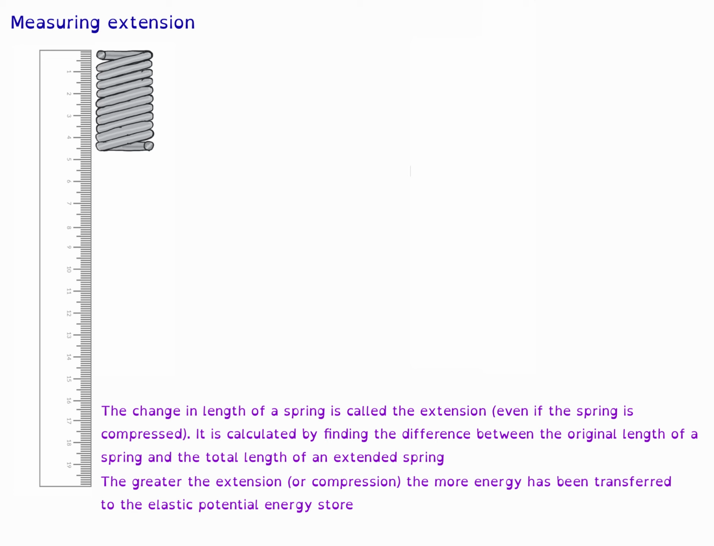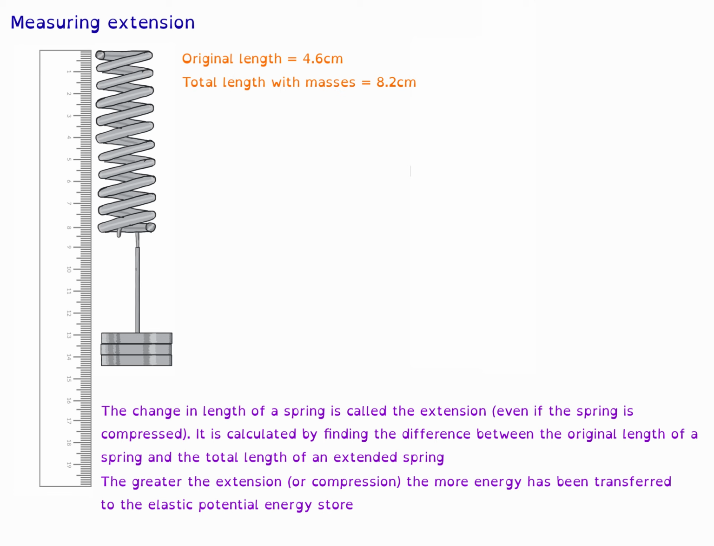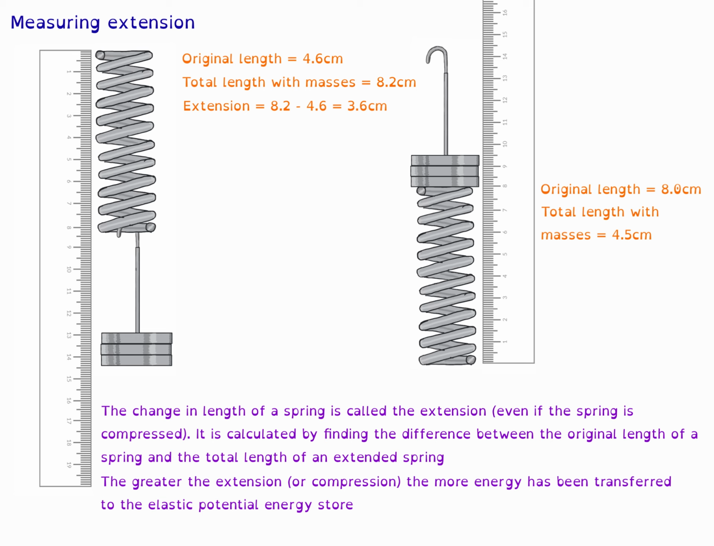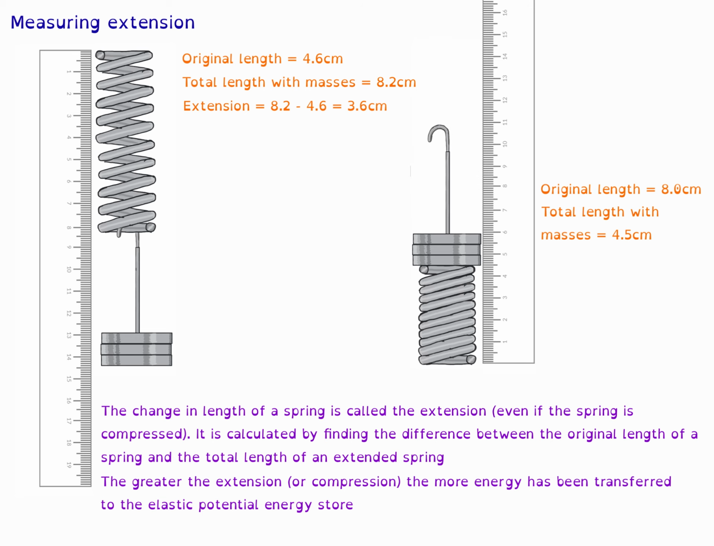Here we have a spring with its original length at 4.6 centimetres. With masses attached, it is stretched to 8.2 centimetres, and that gives us an extension, our change between those two lengths, of 8.2 minus 4.6, which gives us an extension of 3.6 centimetres. Here we're compressing a spring. The original length is 8 centimetres, the total length with the masses is 4.5 centimetres, and the difference between the two gives us our extension, so 8 minus 4.5 gives us 3.5 centimetres.